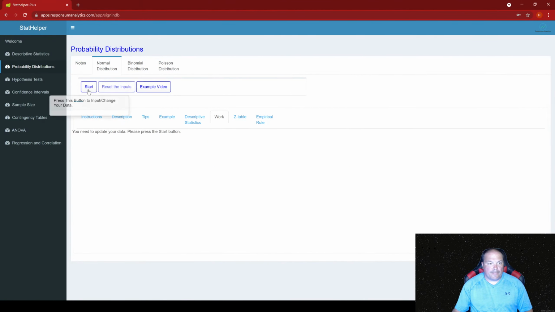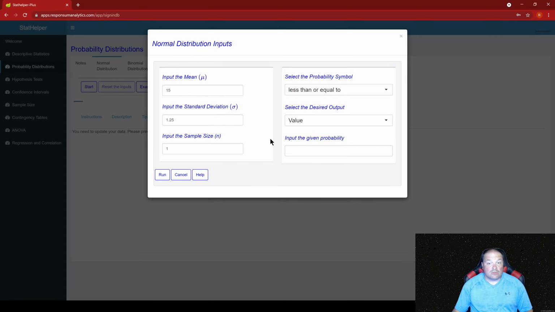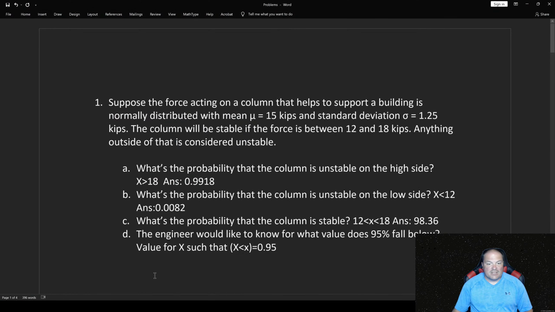We're going to reset. I'm going to go to start. Again, 15. Again, 1.25. Now, we're not looking for a probability anymore. We're looking for a value. And we're going to leave this as less than, because if we look at this, we should see that the engineer would like to know what value 95% of the data fall below. Below means less than. So we're looking for x here that gives us a probability of 0.95.